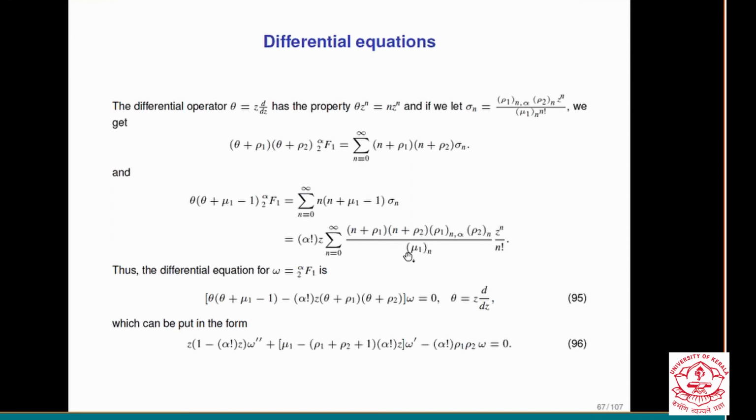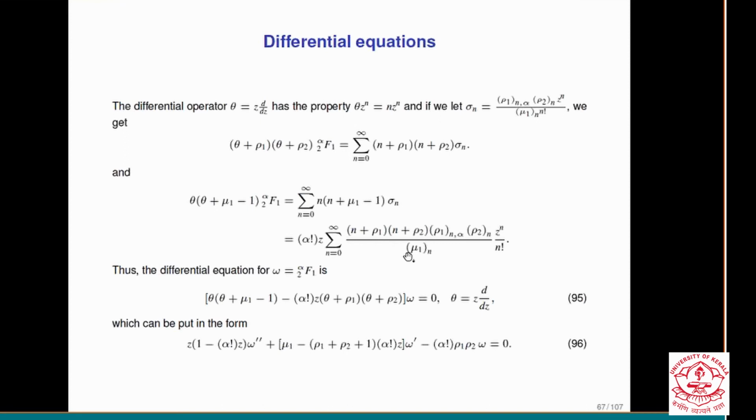The first one is for a finite value of z. The second one is convergent for mod of z less than this one, and divergent for mod of z equal to factorial alpha whole raised to power minus 1. This is you can say 1 upon factorial alpha. So the convergent condition is this one, and next, here z is not equal to 0.